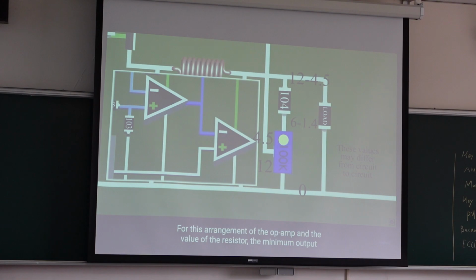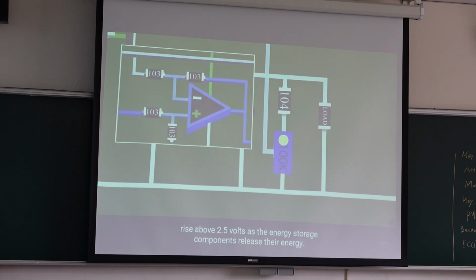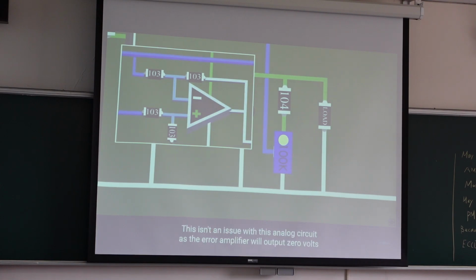For this arrangement of the op-amp and the value of the resistor, the minimum output voltage is nearly 4.5 volts. For these values, if the load is reduced by a large amount, the reference voltage may rise above 2.5 volts as the energy storage components release their energy. This isn't an issue with this analog circuit as the error amplifier will output 0 volts and this will turn off the MOSFET. But for a digital PWM controller, this may cause some problems.